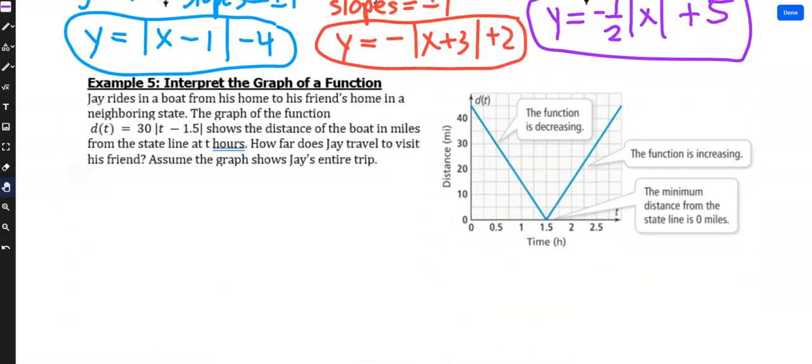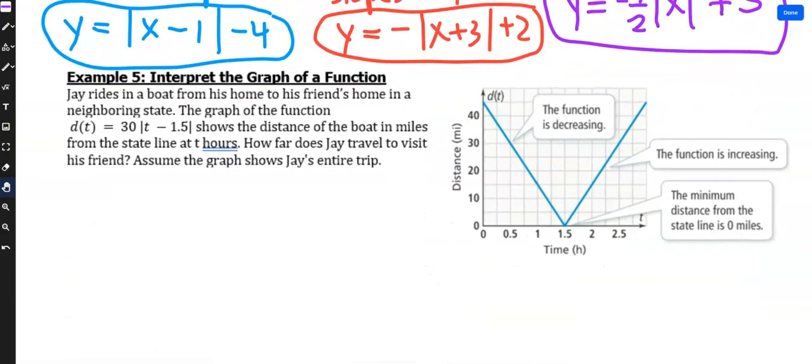See what our last graph is here. Jay rides in a boat from his home to his friend's home in a neighboring state. Well, guess we got a sailboat going on here. I don't know. Maybe he crossed a river. I don't know. This is the graph of the function. It shows the distance of the boat in miles from the state line at t hours. How far does Jay travel to visit his friend?